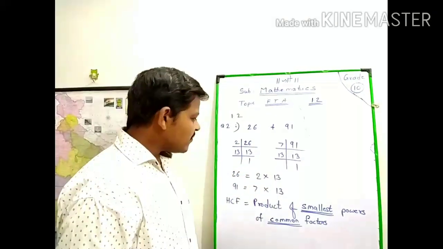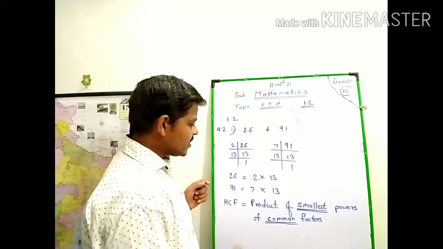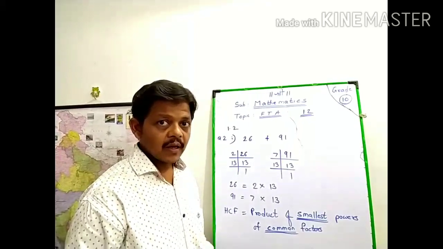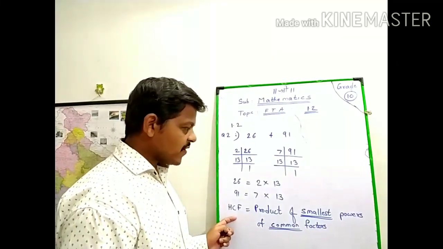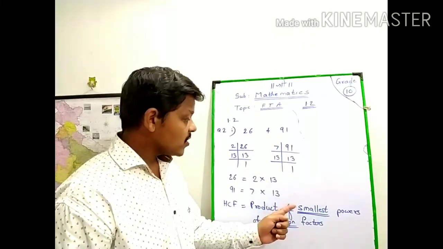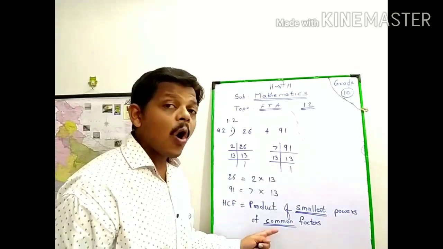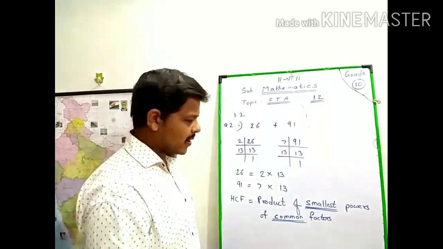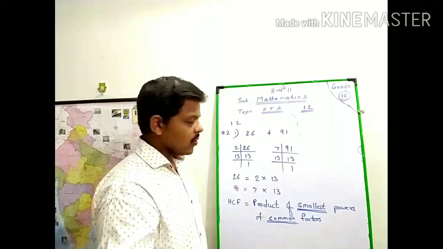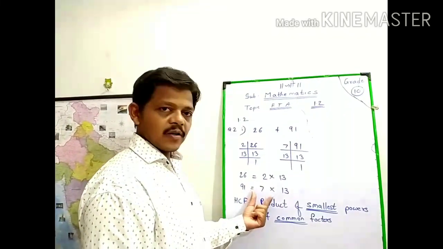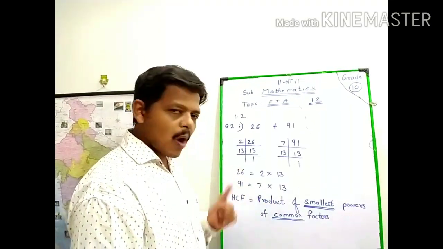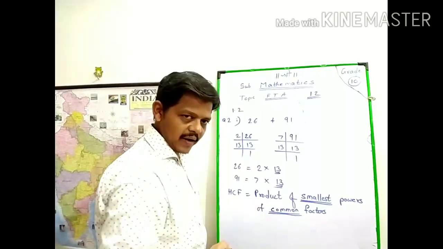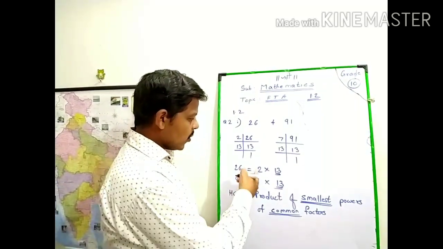So here is the prime factorization for all of you. 26, we can see 2 into 13; 91, 7 into 13. Now, HCF is the product of smallest powers of common factors. Two words are very important: smallest and common. First, let me find out. You will always write one below the other, so it becomes easy to find the common factors. I can see only 13 is common. Correct? Fine. 2 and 7 are not common.